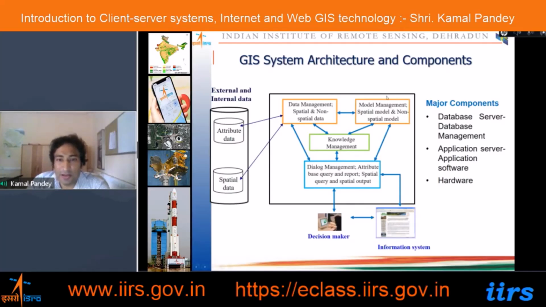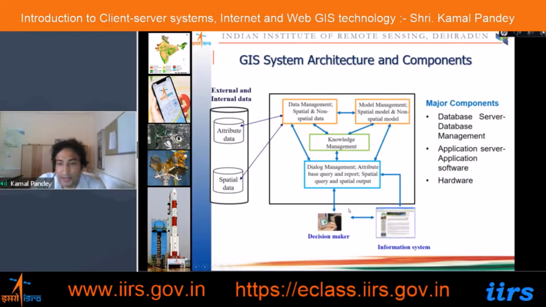So once these algorithms and data are there, based upon that we develop one knowledge base. This is called knowledge management. Then, in order to access all this data, process, and knowledge, we have one dialog management system also. The user interface is basically how your client, the decision maker, accesses the dialog management. Through this, they access the data set, the model, the knowledge, and the information system is given to the user.